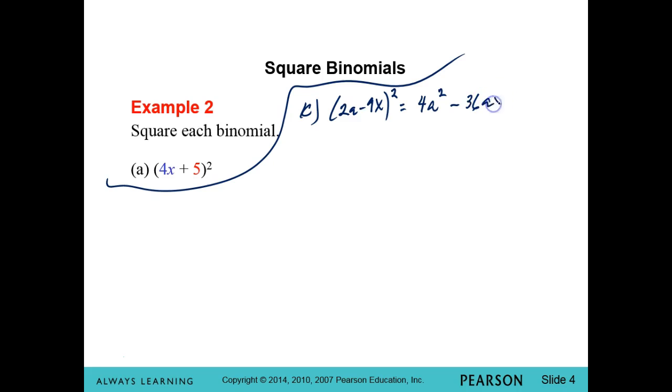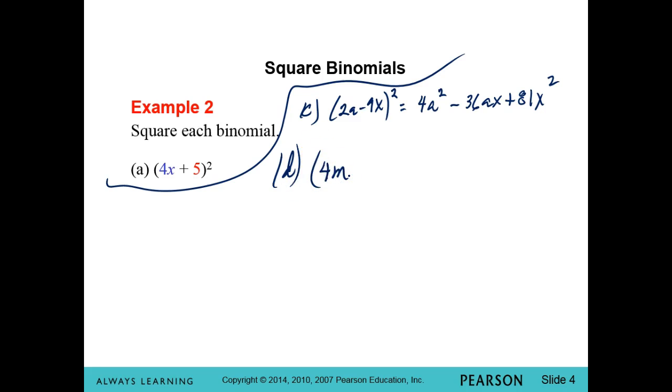36. 36ax. Next. Plus 81x squared. Got it. Fantastic. Does everybody see that? 4a squared minus 36ax plus 81x squared. Fantastic. And here are the ones we've been waiting for. I'm glad we went back and did these.